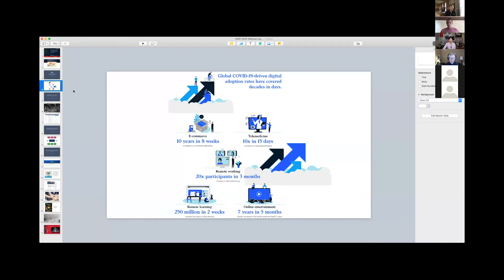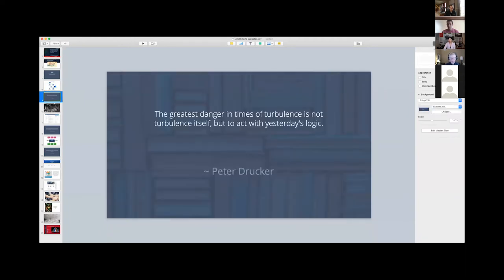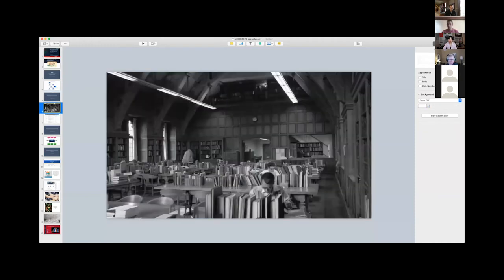And I don't think we should pretend that these changes in behaviors are confined to our domestic lives. We need to think about what this might mean as we look to the big picture around data sharing, open science in the research community. Peter Drucker warned us many years ago that at times of turbulence, we shouldn't worry about the turbulence, but we should make sure that we don't act in the way we did yesterday, but think about how we might behave in the future.